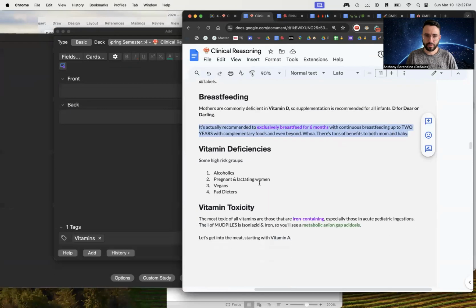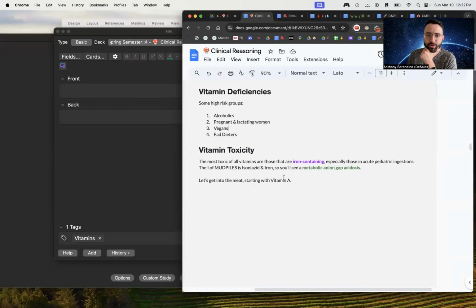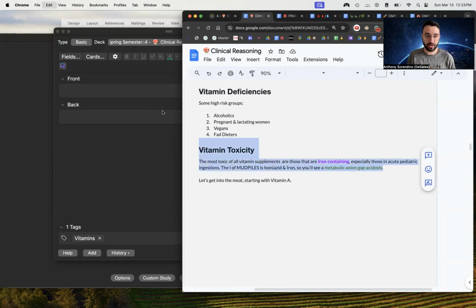Good. Some high-risk groups: vegans, fad dieters, alcoholics. Most toxic of all vitamins are those that are iron-containing. Vitamin-like supplements. Yeah, it's important, so we'll throw that in there.